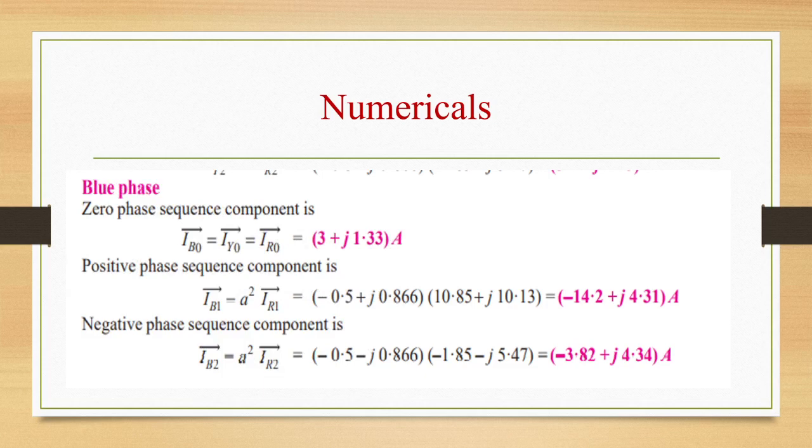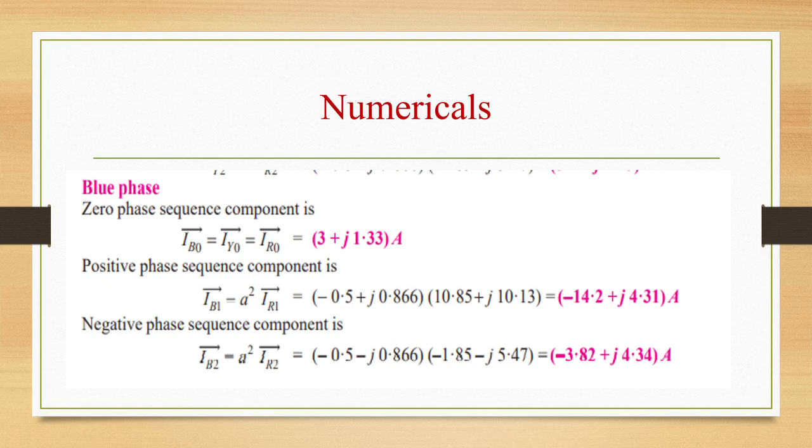In blue phase or B phase, the zero phase sequence component IB0 is IY0 is IR0, that is 3 plus J1.33 amps, and the positive phase sequence component is IB1 as A square into IR1. A square value is minus 0.5 minus J0.866. IR1 value is 10.85 plus J10.13. So its final value will become minus 14.2 plus J4.31 amps.